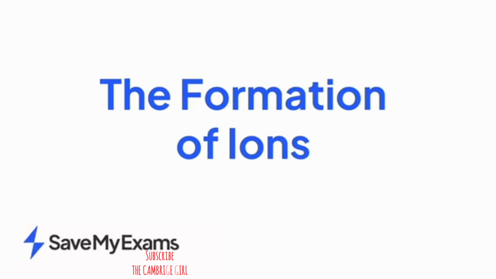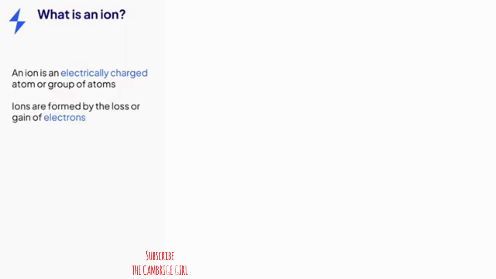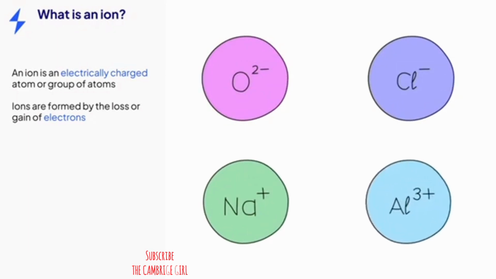This video is on the topic of the formation of ions. Let's start by explaining what we mean by the term ion. An ion is an electrically charged atom or group of atoms. Ions are formed when an atom or group of atoms loses or gains electrons. Ions can be negatively charged or positively charged, and the sizes of these charges can differ. You can see this by the different ions shown here.